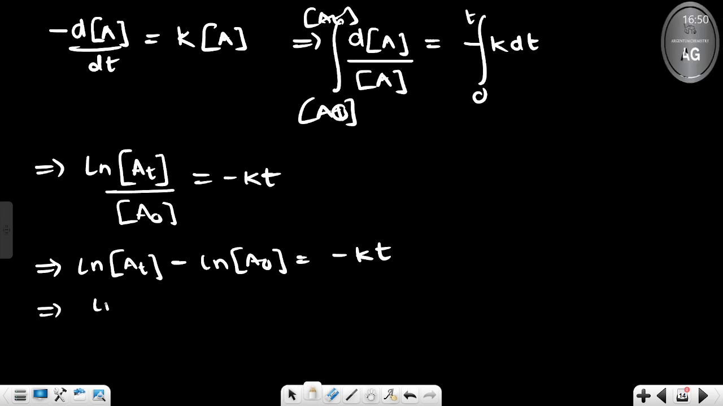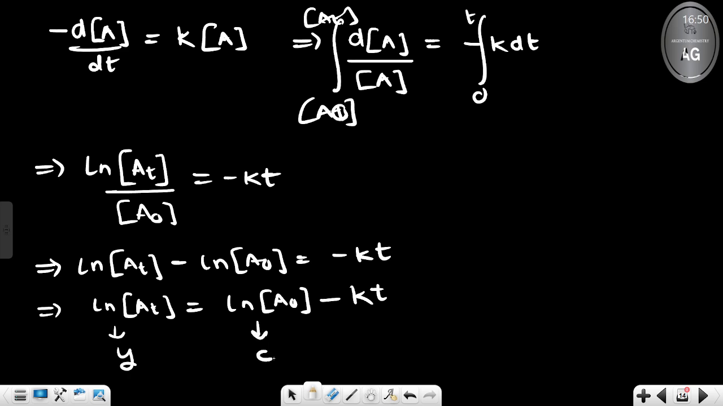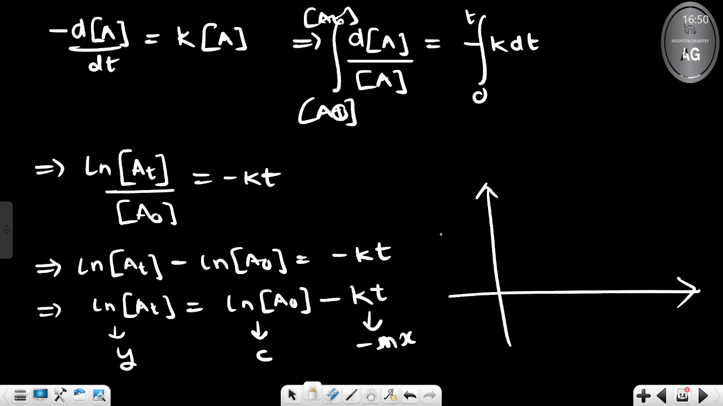I can write it as ln at equal to ln a0 minus kt. Anyway, this will become my y-axis, this will become my c, and this will become my minus mx-axis. So this graph will also be a descending graph. I am drawing it here only because we have just discovered the equation. If I draw the graph of ln concentration versus time, then the graph will also look like this.